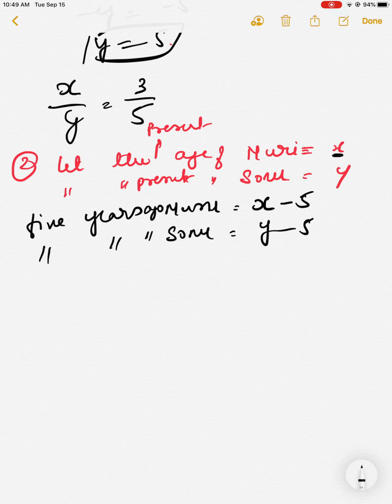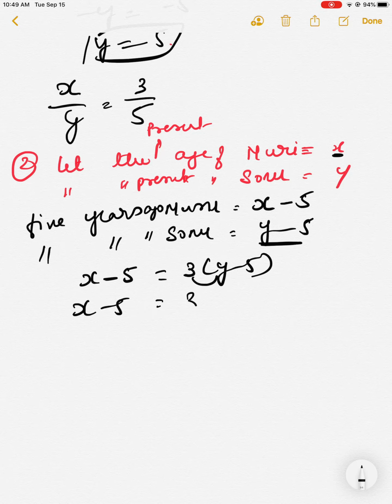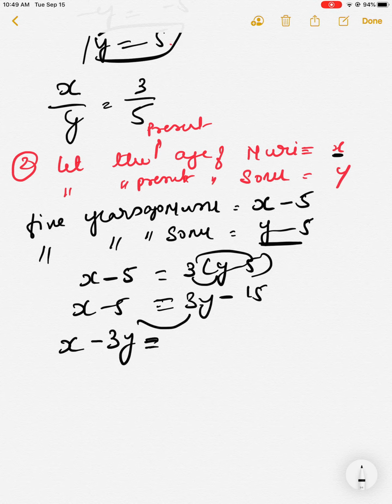So what is the relation? 5 years ago Nuru was, means Nuru's age 5 years ago, x minus 5 is equal to 3 times Sonu. What is Sonu's age? y minus 5. So from this we will get x minus 5 equals 3 into y minus 5, 3y, 3 into 5, 15. Now bring x to this side, y to this side, it becomes minus.